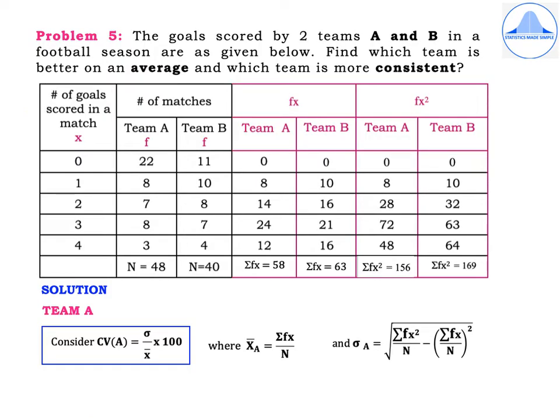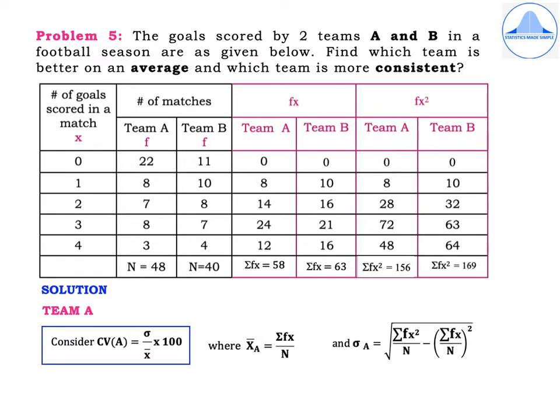Problem 5. The goals scored by two teams A and B in a football season are as given below. Find which team is better on an average and which team is more consistent. So the first three columns are given in the table in the problem. Number of goals scored in a match are 0, 1, 2, 3, 4. Number of matches played by team A are 22, 8, 7, 8 and 3. And number of matches played by team B are 11, 10, 8, 7 and 4.